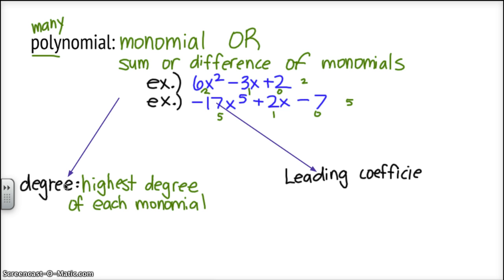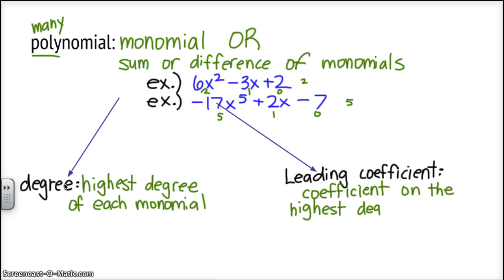And the leading coefficient is the coefficient, it's essentially leading the way. It's the first coefficient, but it's the coefficient on the highest degree monomial, or highest degree term. So our leading coefficient up here, in the first one, is 6, and in the second one, the leading coefficient is negative 17. Those terms have the highest degree, so we use their coefficient as our leading coefficient, part of writing it in standard form.